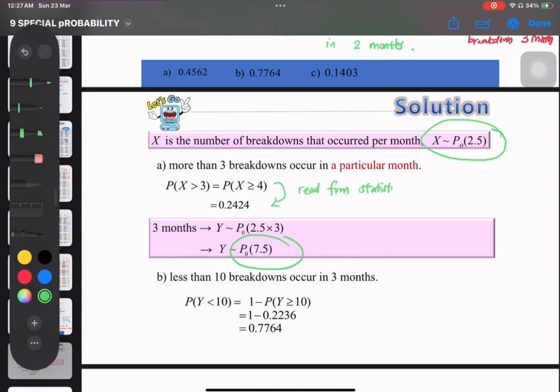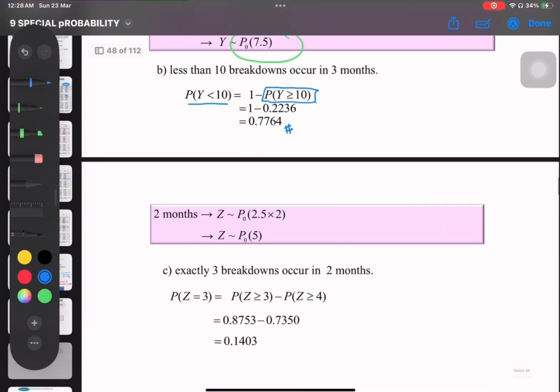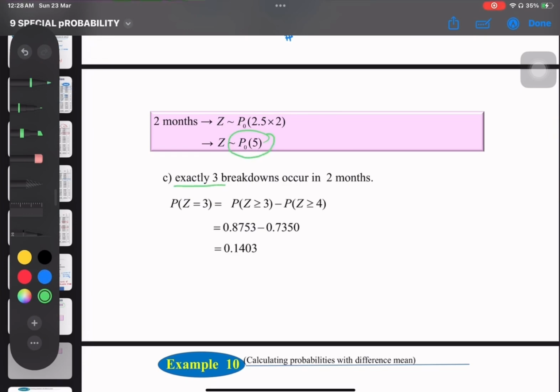For A, we just read it from Poisson's statistical table, so we get 0.2424. For B, we use 1 minus the probability of Y greater or equal to 10, so we get that. For exactly 3 breakdowns, we use the box just like Ms. Red said. We use number 3 and 4, so we color the number 3, and that's why we get 3 minus 4, and we got 0.1403.